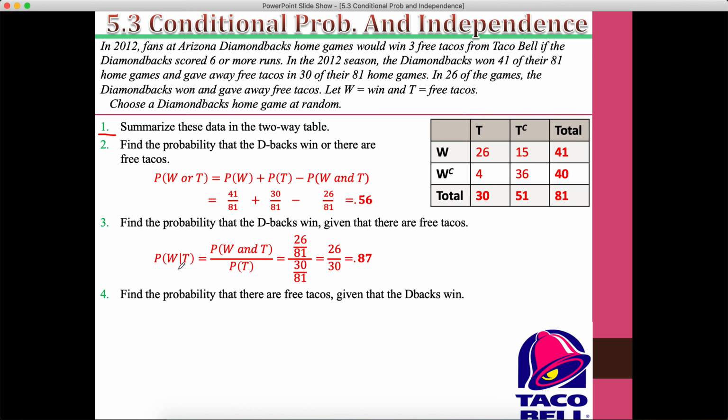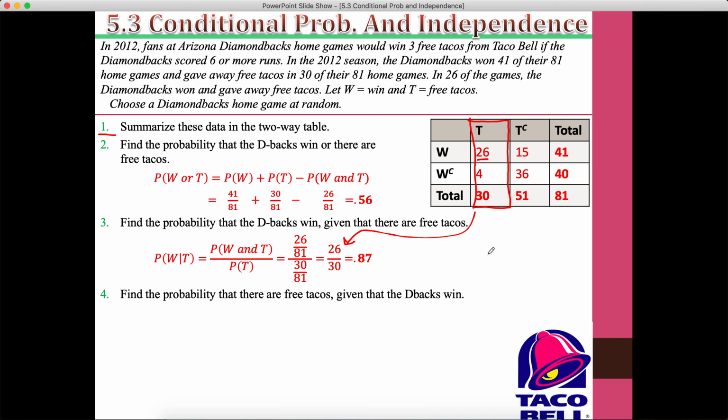So like I was saying before, given that there are free tacos, this last part of the sentence restricts my sample space to just the T column. So with that in mind, if I'm looking at the 30 free taco games, and I want to know how many of them included wins, or what proportion of them included wins, that's going to be the 26 out of the 30, which just brings me right here.